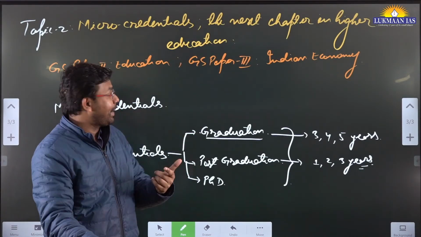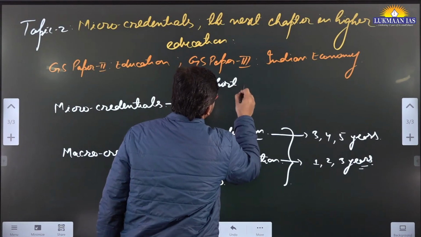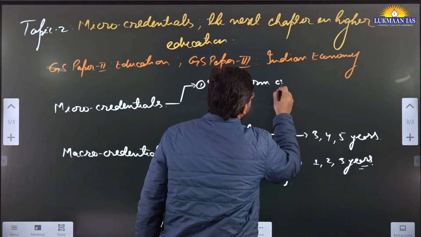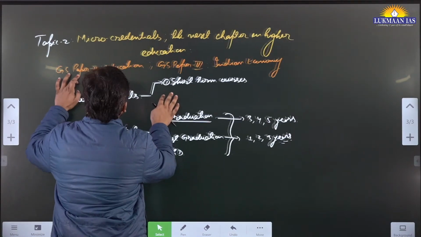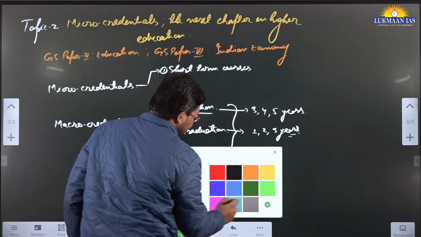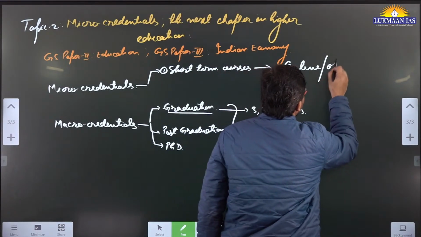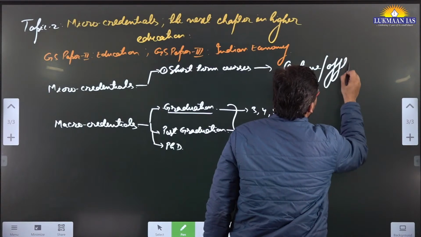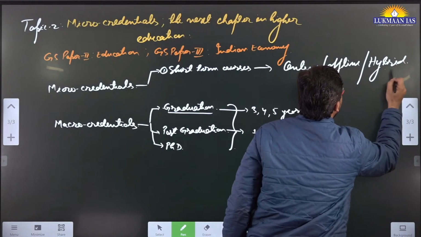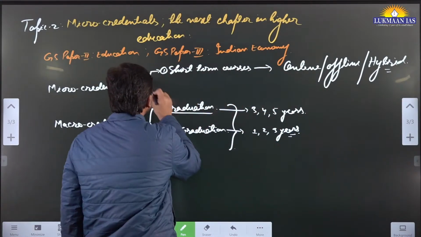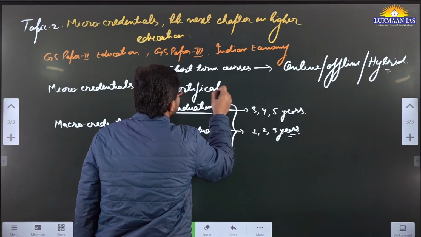Now what do we mean by micro credential? Micro credentials are short term courses. When we talk about the nature of these short term courses, they are provided in online mode, or in offline mode, or they can be provided in hybrid mode, depending on how it is being taught. Apart from this, they are certification courses.